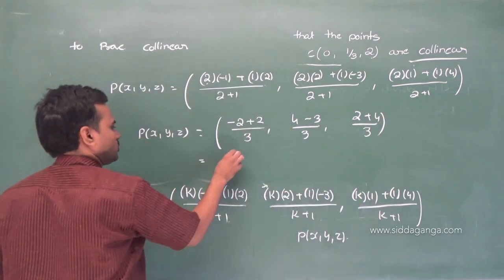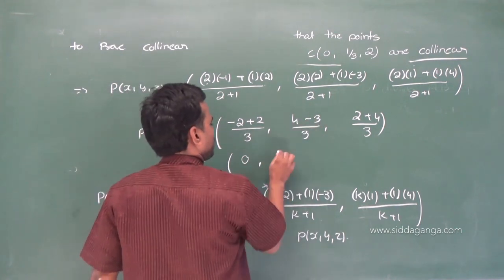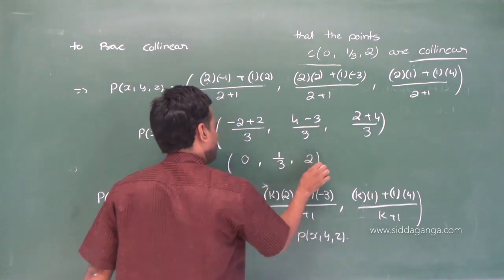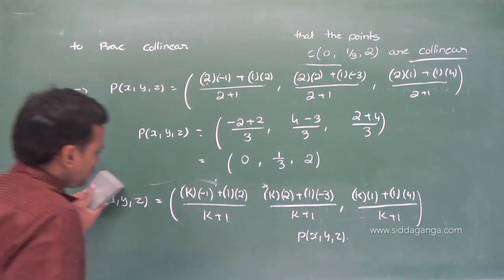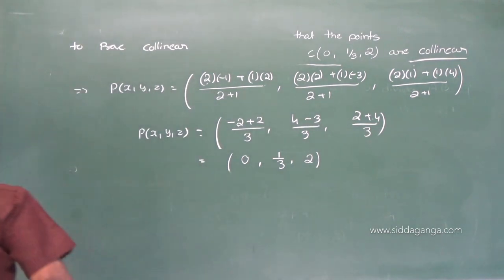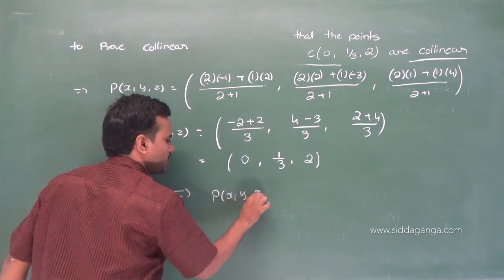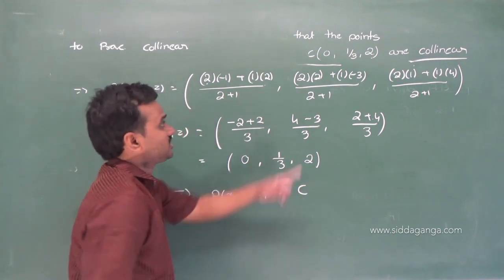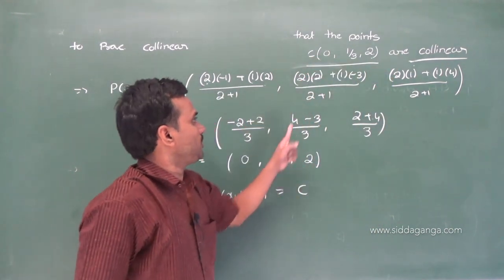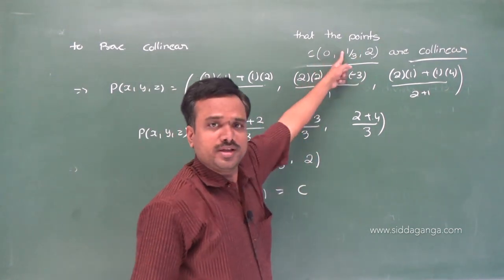Calculate it. That is equal to minus 2 plus 2, 0. 0 by 3 is 0. 4 minus 3, 1. 1 by 3. 2 plus 4, 6. 6 by 3 is how much? 2. Correct? Carefully observe the P point. That implies P of x comma y comma z is nothing but C coordinate. C coordinate is what? 0, 1 by 3 and 2.